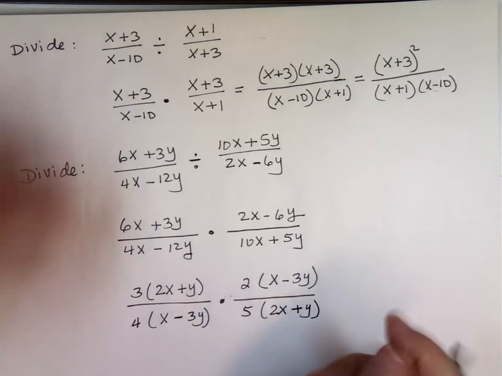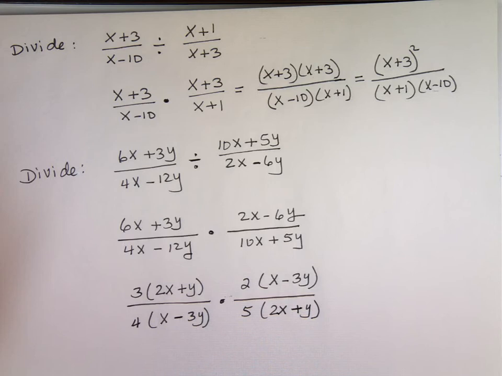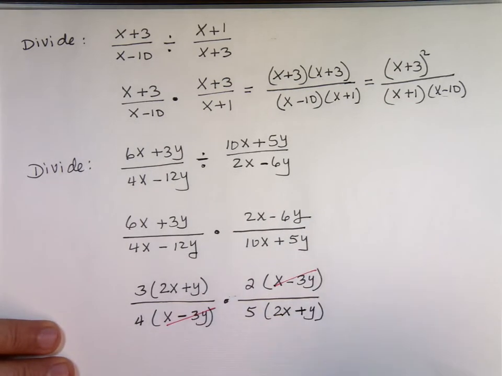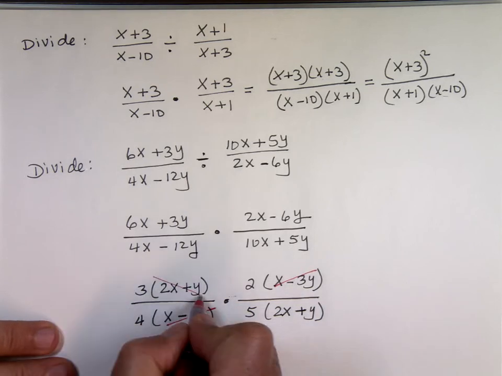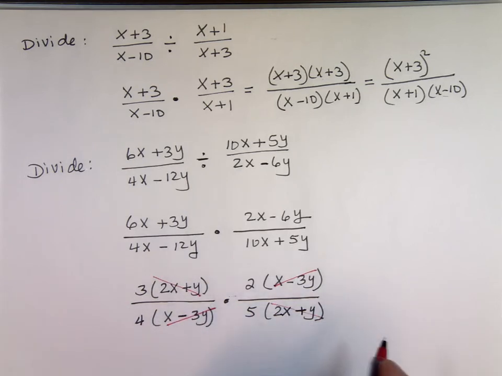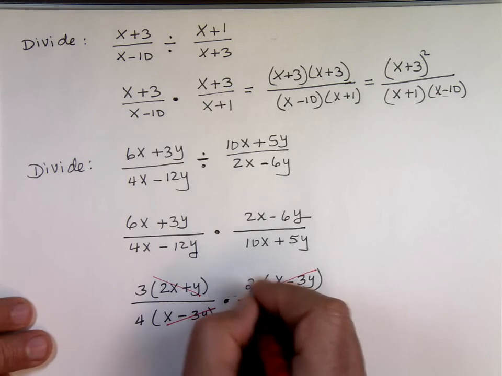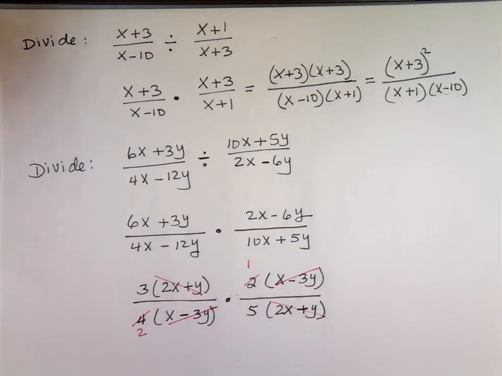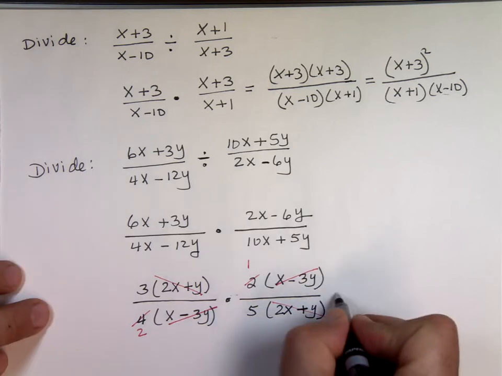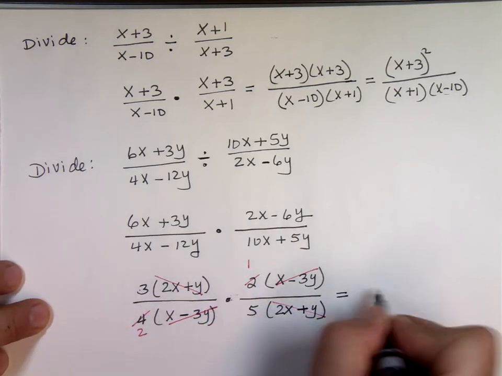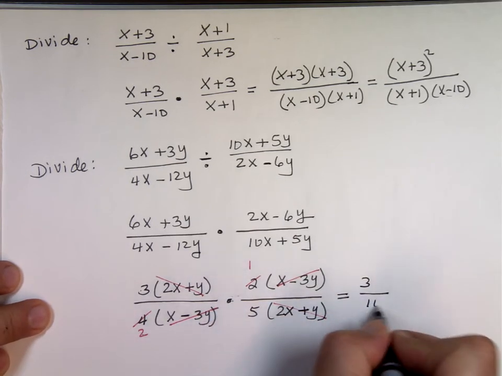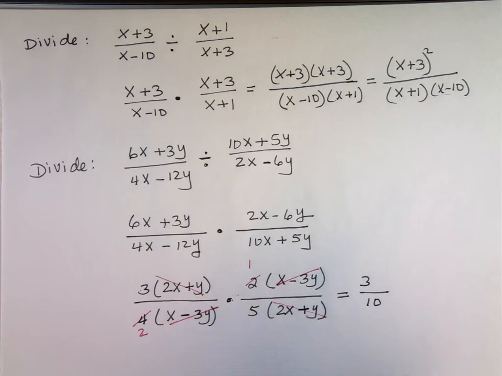And now let's see if we have anything the same. I see a couple of them. And by 2, this is 1. By 2, this is 2. So my final answer, 3 times 1, which is 3. 2 times 5, which is 10. And notice, take another look at it. Can I simplify that more? No. So I know I finished it.